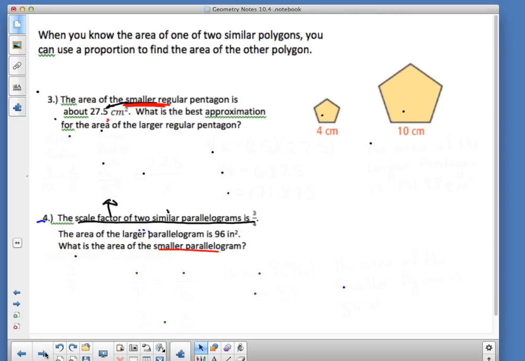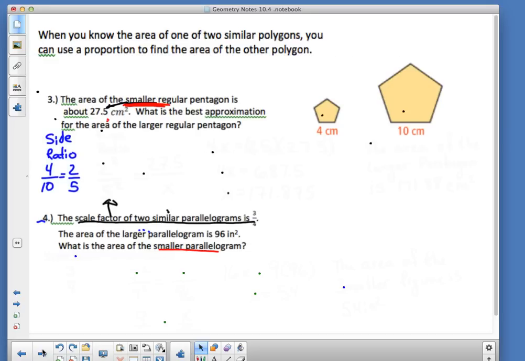When you know the area of one of two similar polygons, you can use a proportion to find the area of the other. The area of the smaller regular pentagon is 27.5. That's the area of the small one. What's the best approximation for the area of the large one? We got 4 to 10, and I'm going to set that ratio, but it's reduced, 2 to 5.